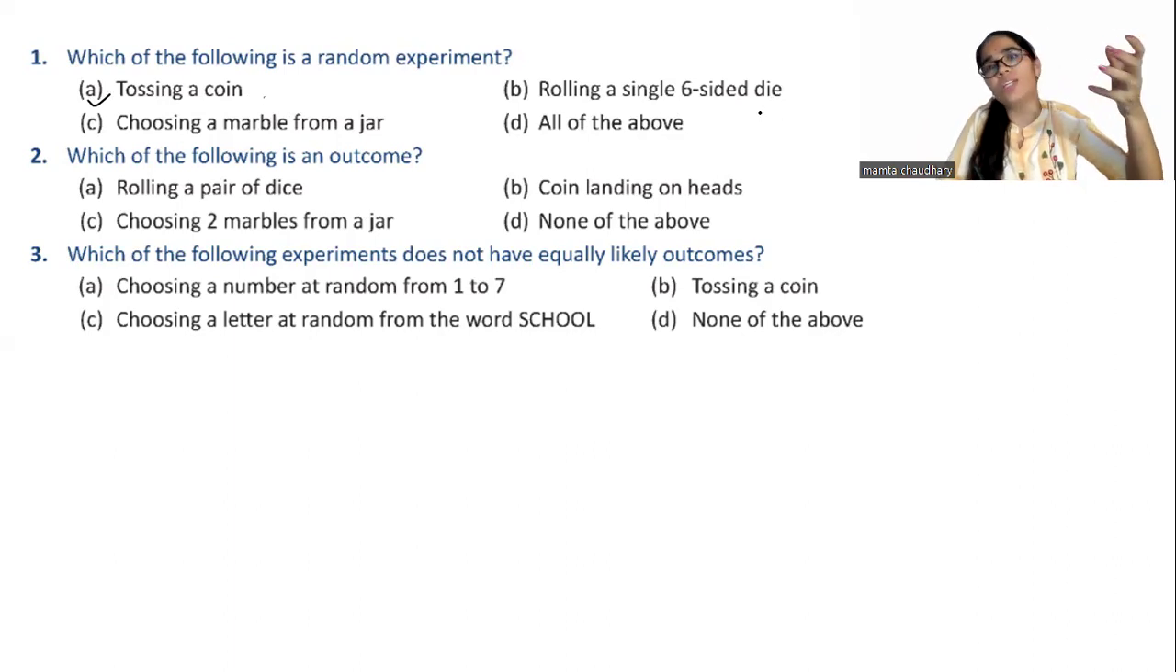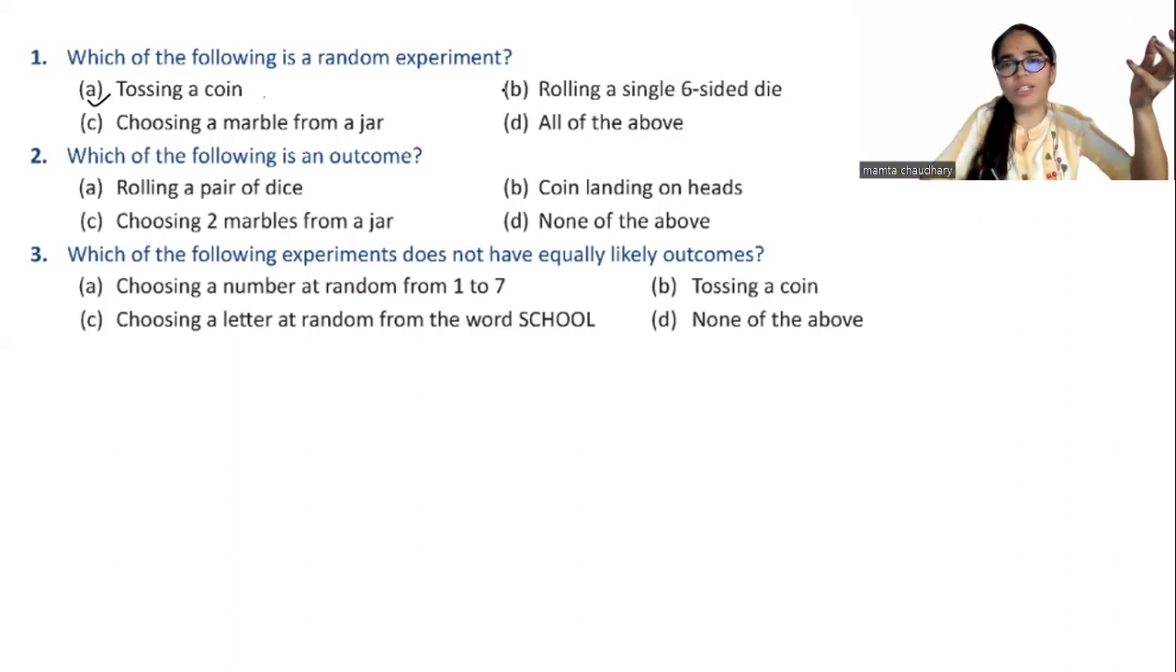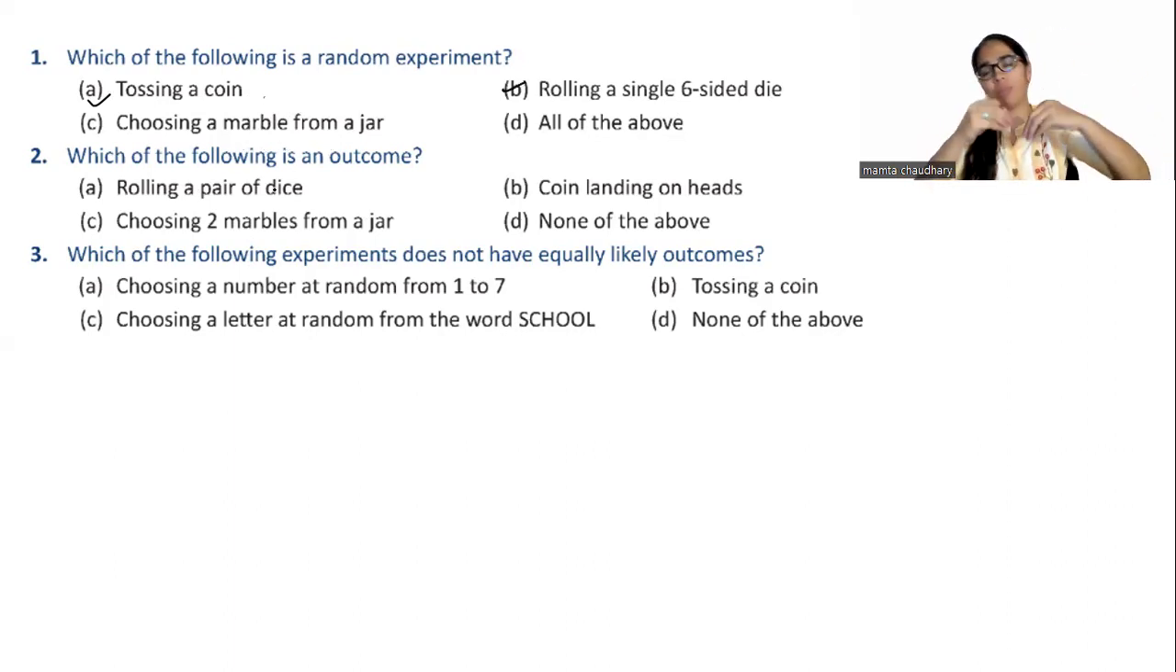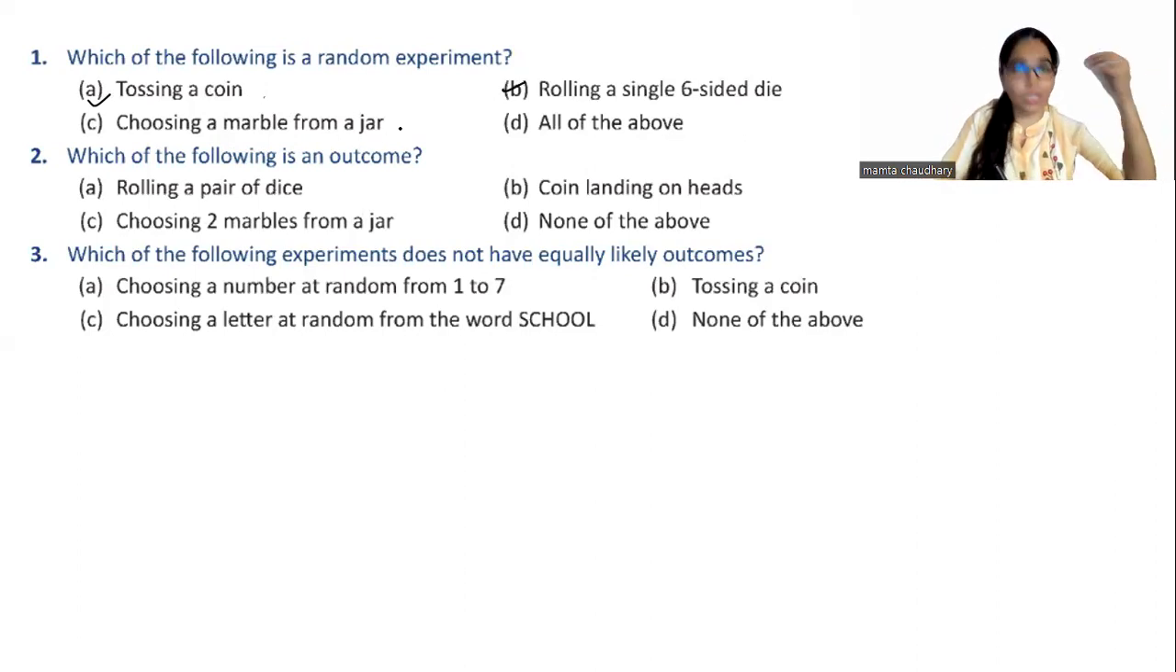Now, rolling a single six-sided dice. Here also it is basically a random experiment. Now, choosing a marble from a jar. If in the jar there are many marbles of different colors, here also it is a random experiment to choose a particular color marble. Also, all of these above are basically random experiments. So option D is the correct answer.